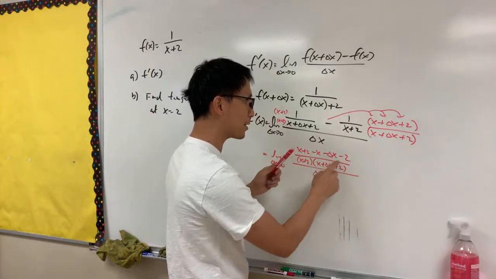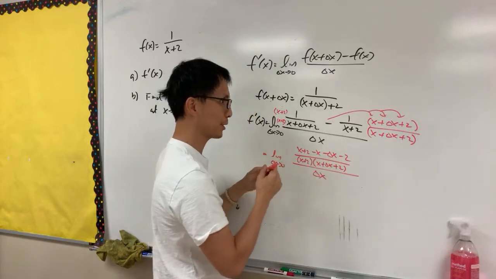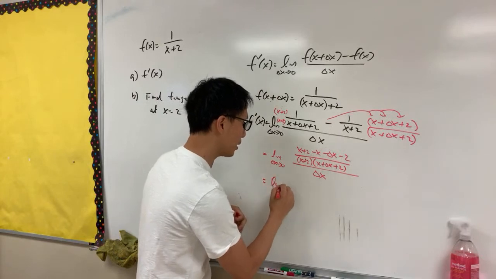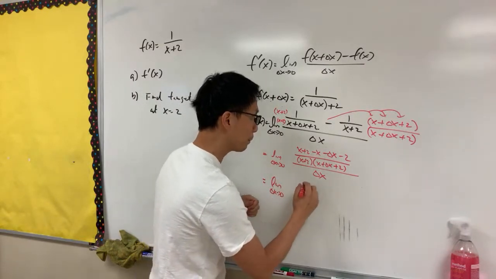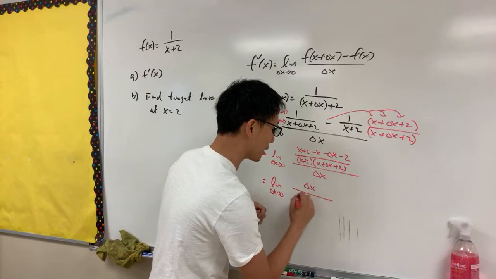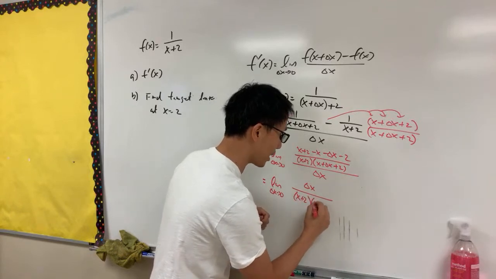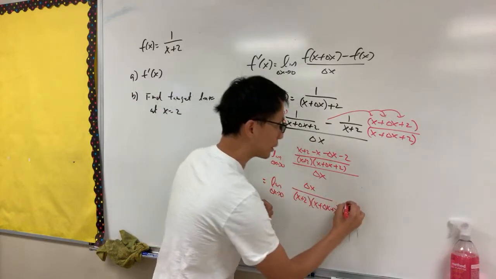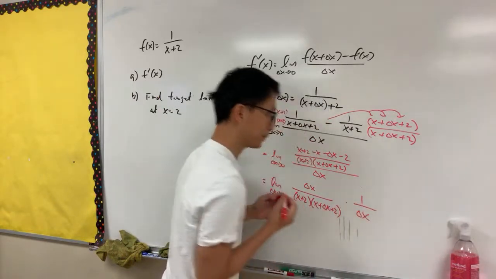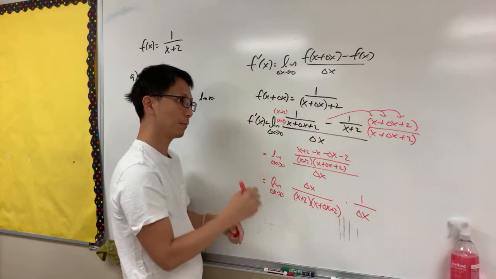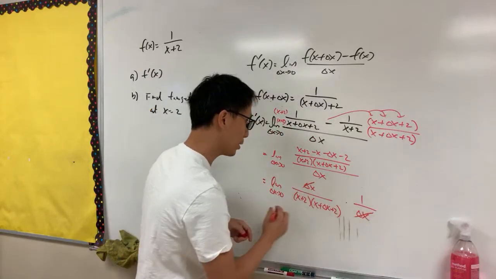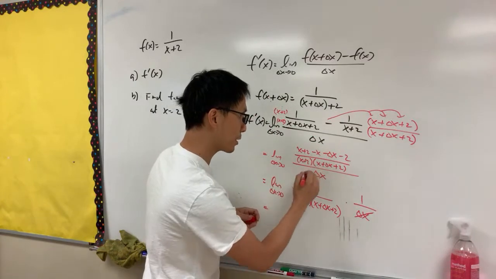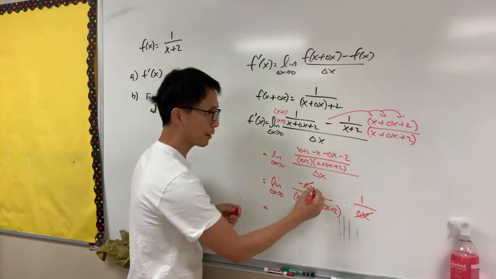It's really nice that you're going to have a delta x left, because the whole goal is to cancel the delta x. So that's the limit as delta x approaches 0. You're going to have delta x on the top and it's going to be x plus 2 times x plus delta x plus 2 times 1 over delta x, because this one is keep, change, flip. This one is going to cancel. This one is negative delta x, so that's why you have negative 1.